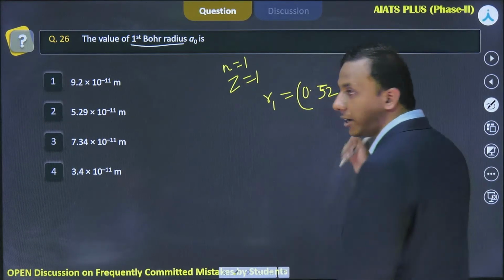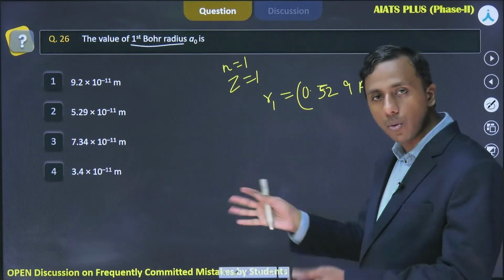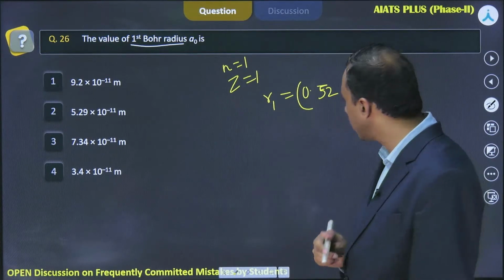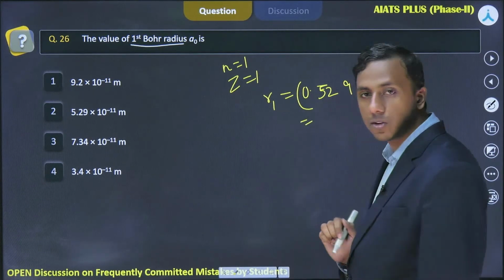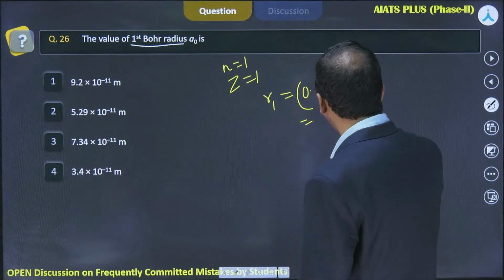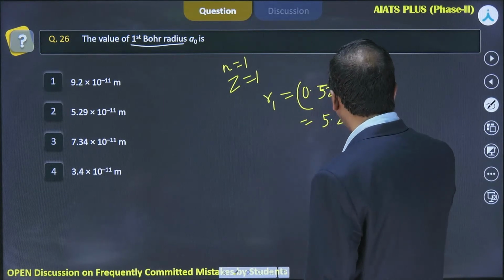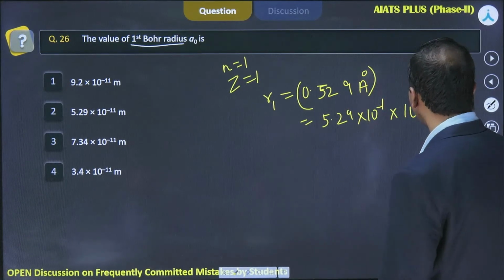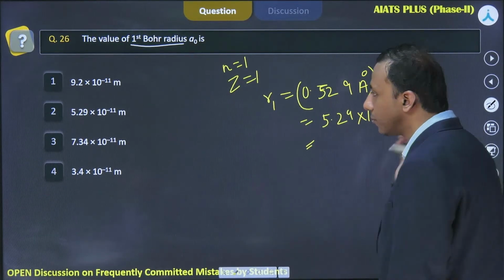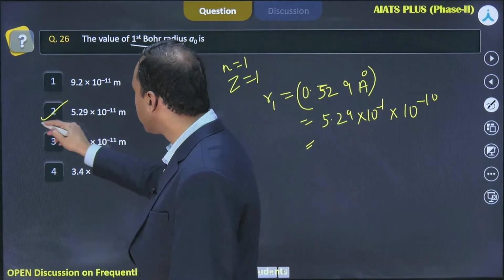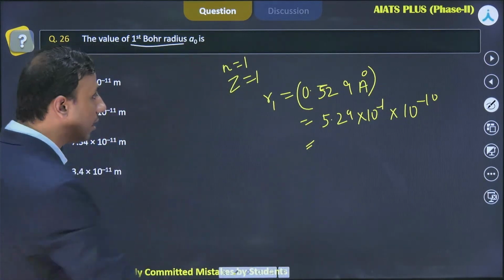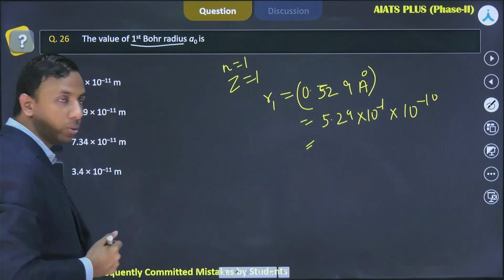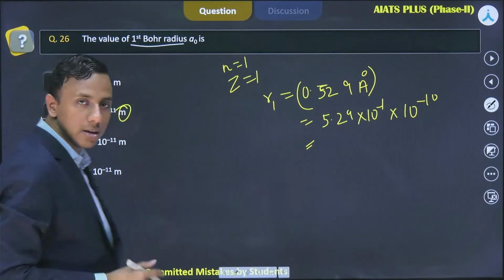This is what I wrote over there, into n square by z. So 1 square by 1, 1 only. So this is your answer. You just have to check which one it matches with, right? If you see, angstrom is 10 raised to the power minus 10, right? And this you can write as 5.29 into 10 to the power minus 1 into 10 raised to the power minus 10, right? So what does this become? If you see over here, it matches with 2, isn't it? Minus 1 into minus 10 becomes minus 11, 5.29 into 10 raised to the power minus 11, and the unit is meter. SI unit is in meter.